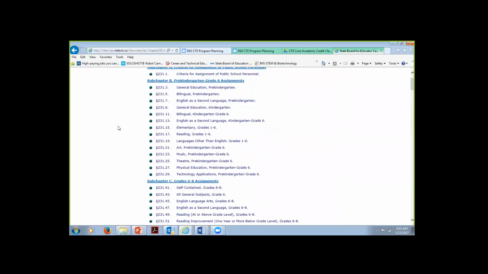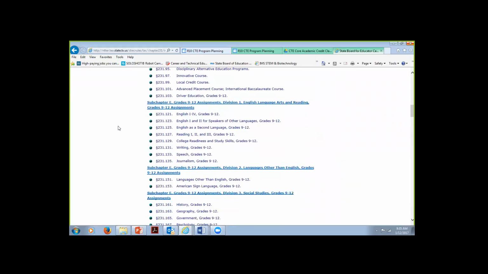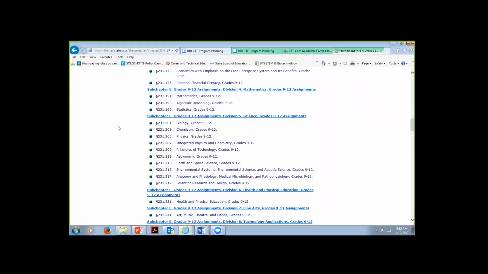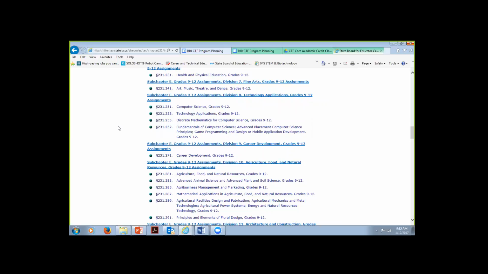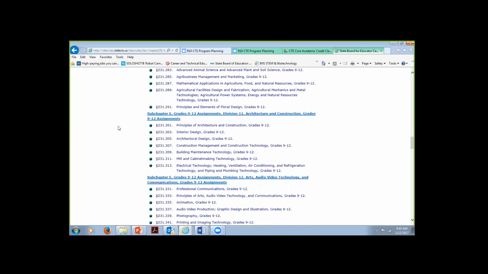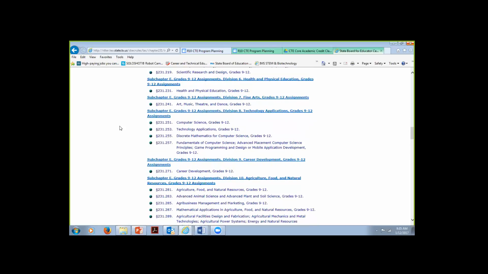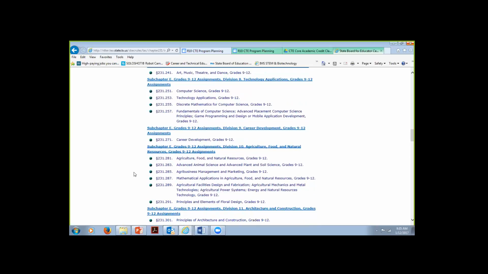Now, it starts with kindergarten, goes down. We're going to come down, and we were talking about Subchapter A, if you remember, when we were talking about agriculture and natural resources. So let's see, there we go. So we were looking at the agriculture, food, and natural resources, and we know that that's where we're going to find it.